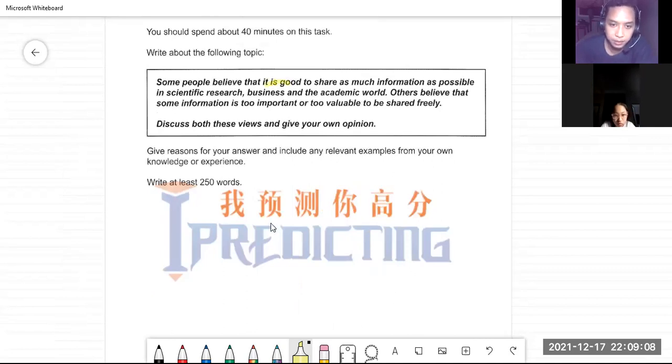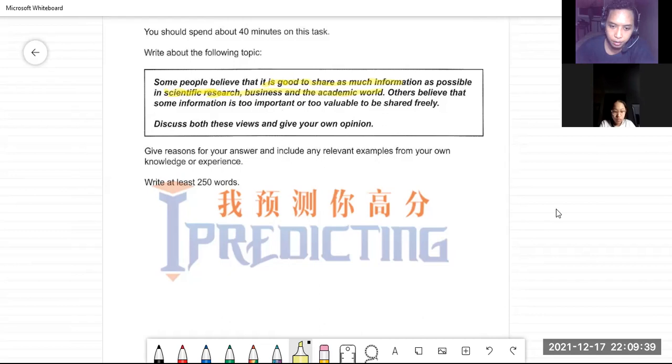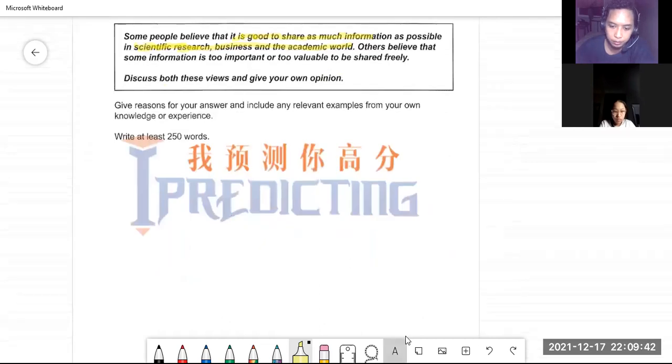Some people believe that it is good to share as much information as possible in scientific research. So that is the first opinion, which agrees to share about scientific research, business, and the academic world. But there are also people believing that some information is too important or too valuable to be shared freely. So I will prepare it here.